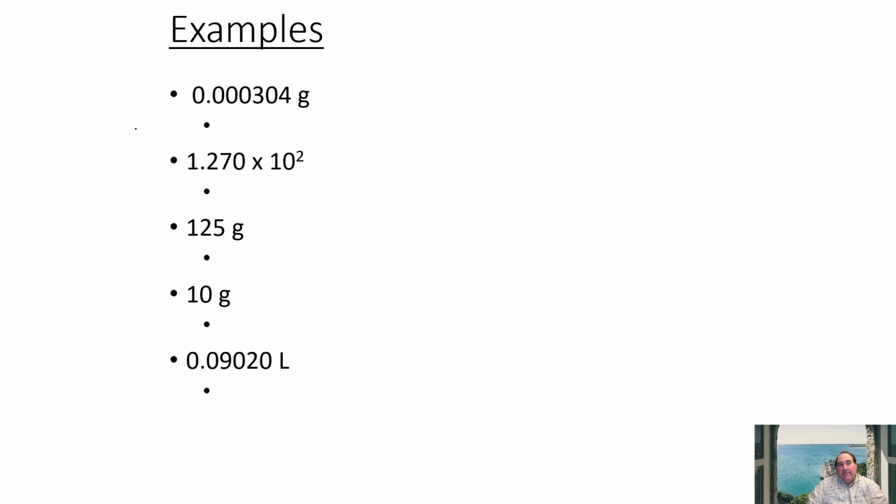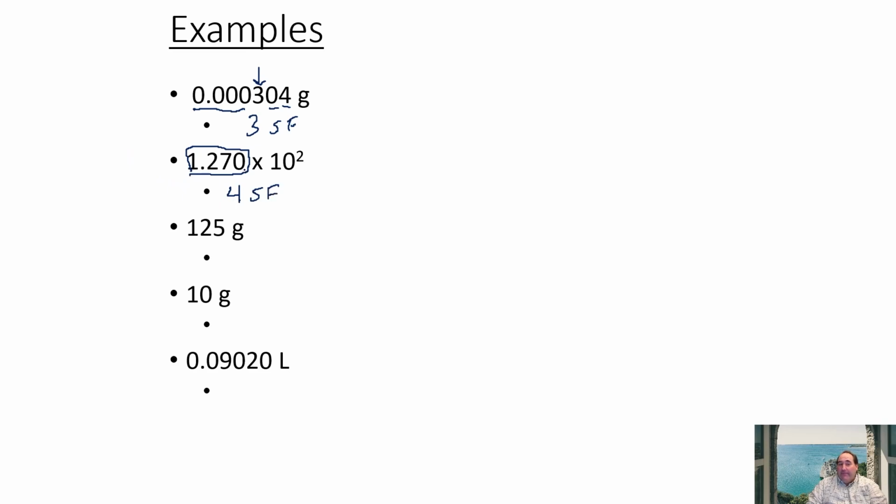Let's take a look. Once again, starting left to right, we're going to roll this way. At the 3, that is where I'm going to start counting. That's my first non-zero. I've got a 0 that is trapped, and the 4 is a non-zero, so that's going to give me 3 significant figures here. This is a number that is written in scientific notation. That is all the numbers that come before the times 10 part, like we talked about, and that is going to be 4 significant figures.